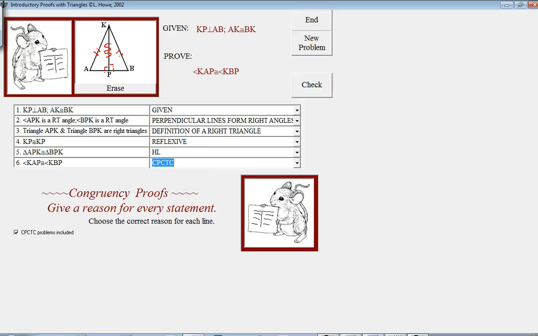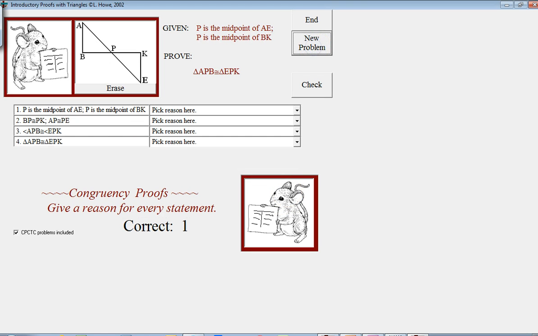So let's check. Let's see if all of our reasons are logical. We are correct. And let's try a new proof. So I see a reflexive pair here. And I'm told that P is the midpoint of AE, so that makes AP congruent to PE, and you should mark these as you go. P is the midpoint of BK, so that makes BP congruent to PK.